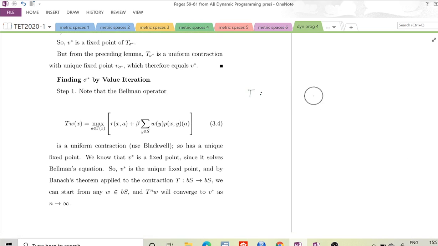So this uniform contraction is picking up functions with domain S, carrying them to functions with domain S. And from the proof of Banach's theorem, we know that we can start at any W, right? So we can start at any W, go to TW, T²W, etc., to TⁿW. We know that as n goes to infinity, TⁿW will converge to the unique fixed point V star, right?